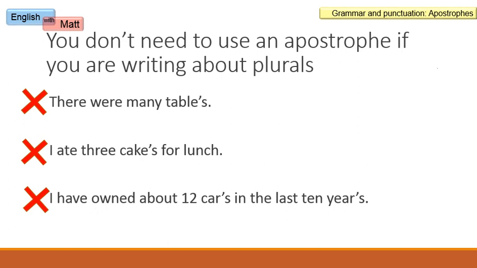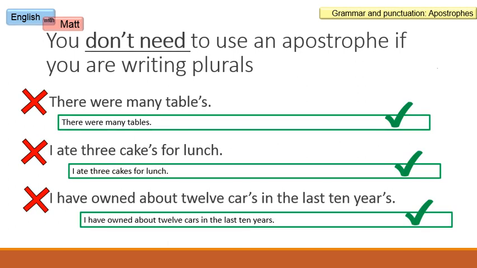So if we're going to write these examples correctly, they would look something like this. Very simply, you've got the nouns without any apostrophes there at all, because you're just writing about a plural. You're not suggesting possession or omission. So resist the temptation to put an apostrophe in just because it ends in S.